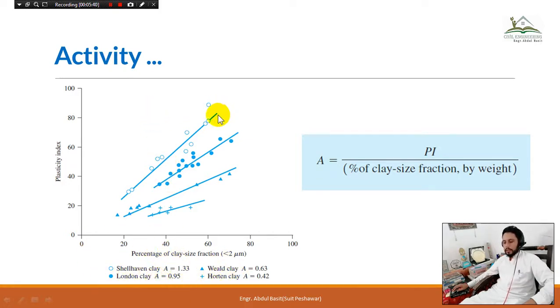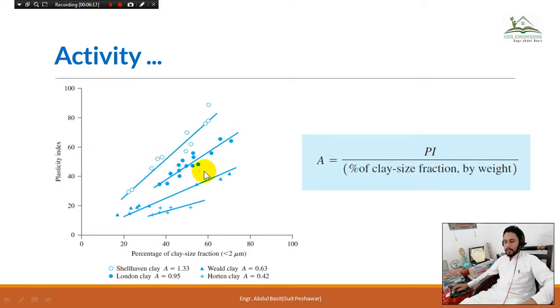Okay, and they have a plot actually drawn here between the percentage of clay size fraction that is less than 2 micrometer and the plasticity. So for Shellhaven clay, the plot is like this. You can see there is a linear relationship between clay size fraction and the plasticity for all types of soil, but one is having a range quite different than the other.